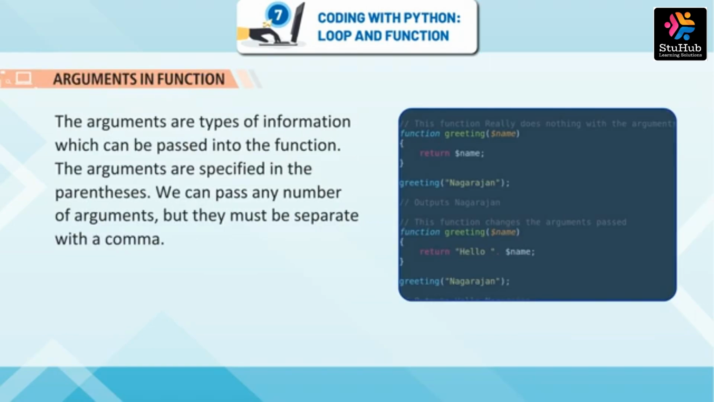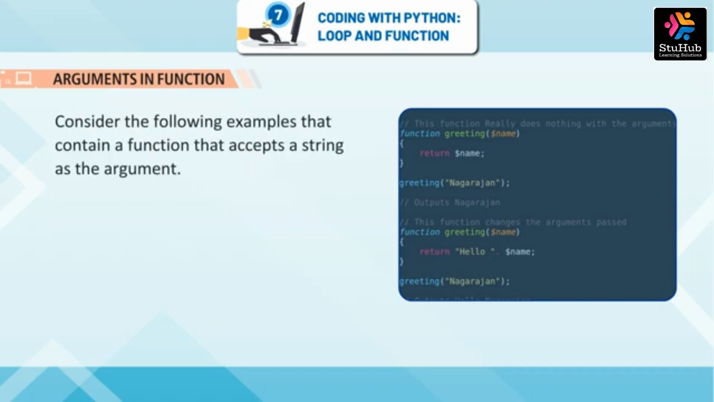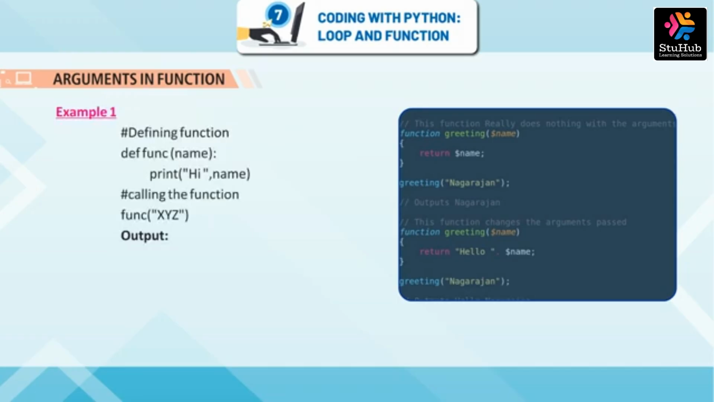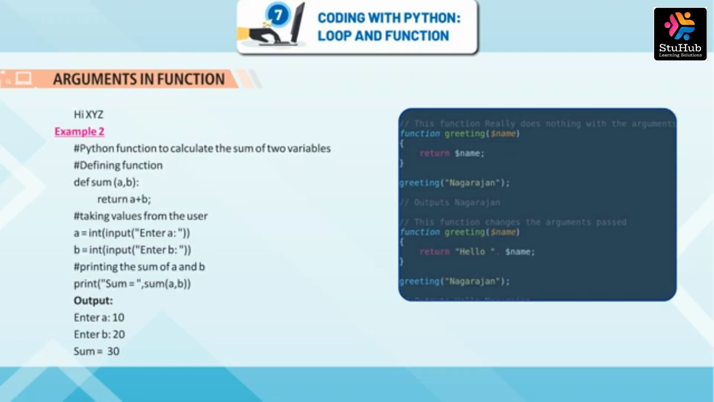Arguments in function. The arguments are types of information which can be passed into the function. The arguments are specified in the parentheses. We can pass any number of arguments, but they must be separated with a comma. Consider the following examples that contain a function that accepts a string as the argument. Example 1. # Defining function: def func(name): print("Hi", name). # Calling the function: func("xyz"). Output: Hi xyz.